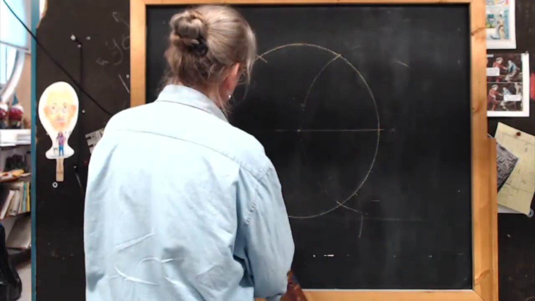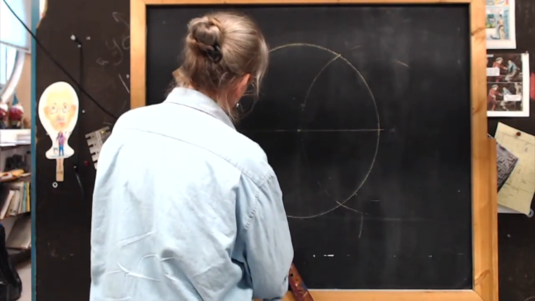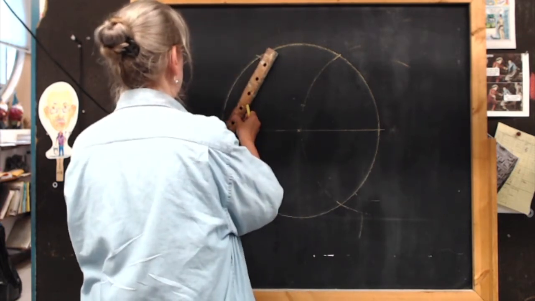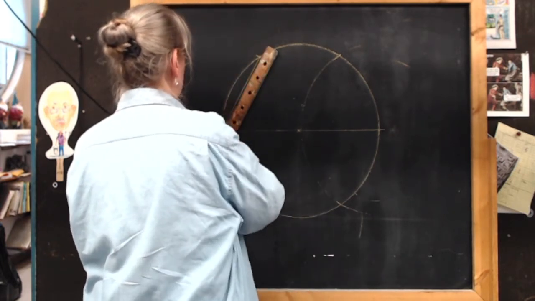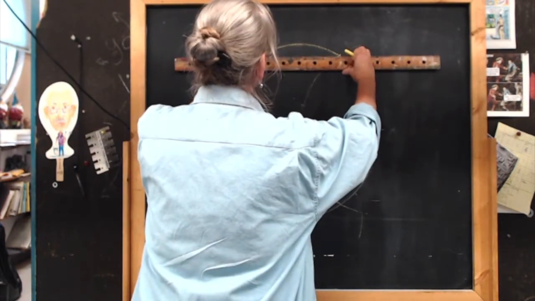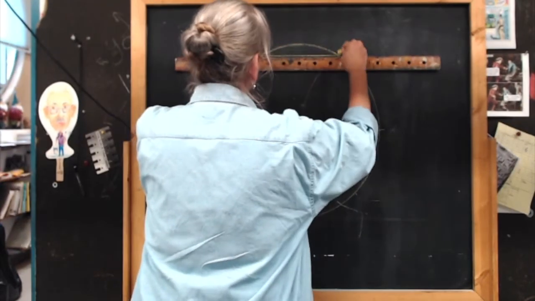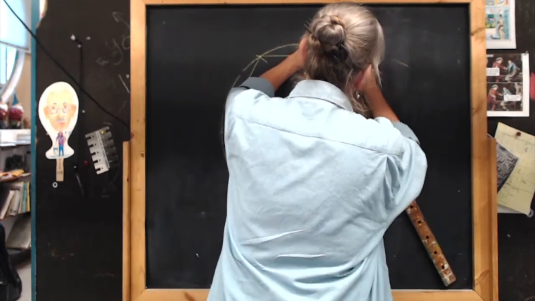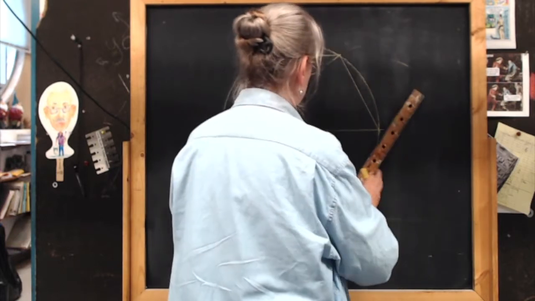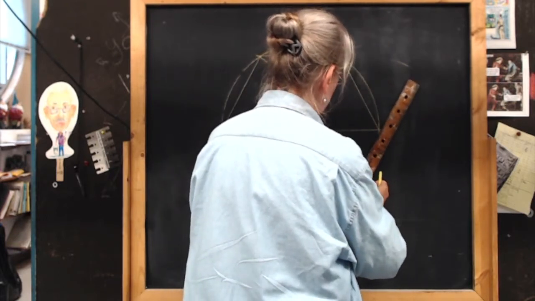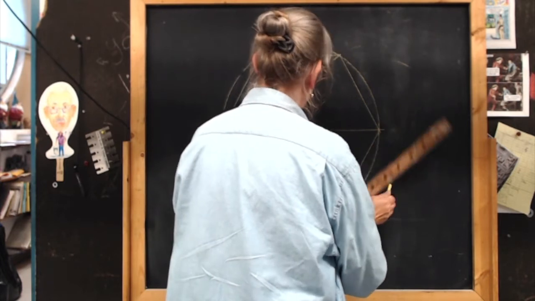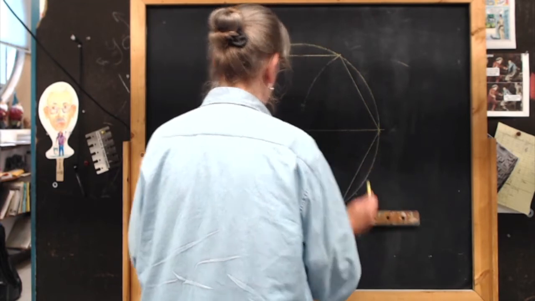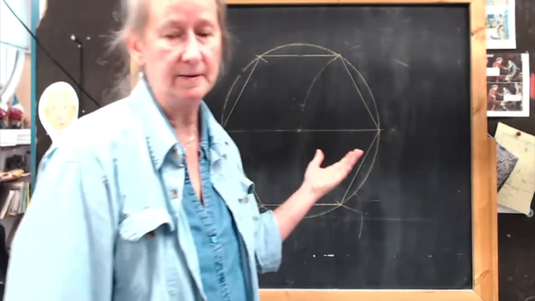And then once again, from those points where that radius crosses the circumference of the circle. And now I've drawn a hexagon, okay?